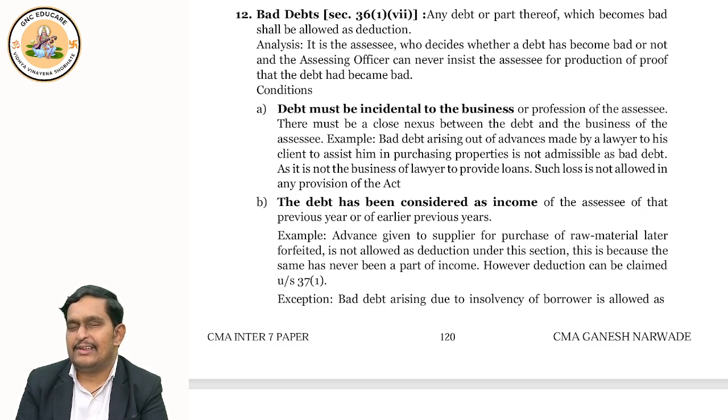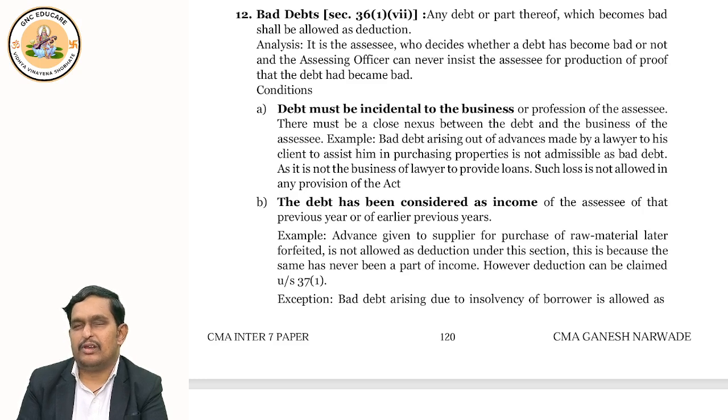Same story in income tax also. So we can create bad debts and deduct it while computing your business income. But in accounting, the rules are very simple. But in income tax, you have to satisfy certain conditions. First condition, the debt should be incidental to the business, or the debt should be incidental to the ordinary course of the business.